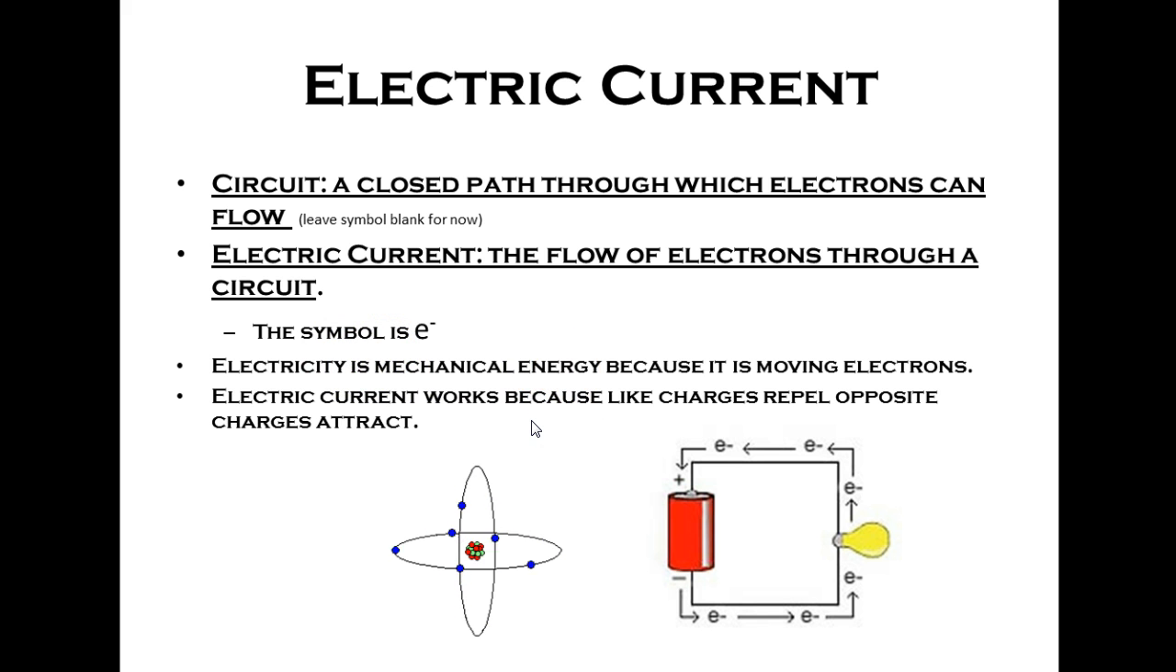Electric current works because like charges repel, opposite charges attract. This goes way back to your magnets. If you tried to put two north poles of a magnet together, they would push apart. A north pole and a south pole of a magnet will attract. They will stick together.